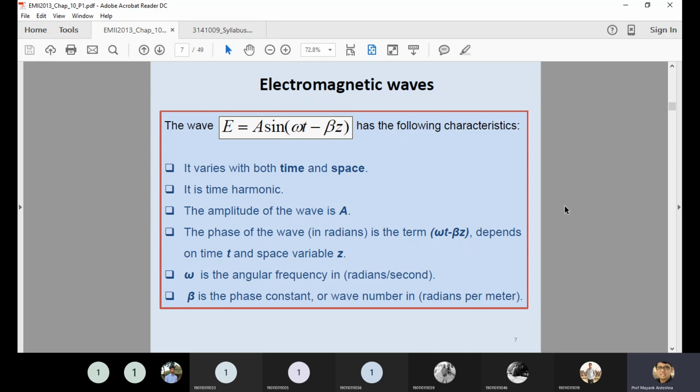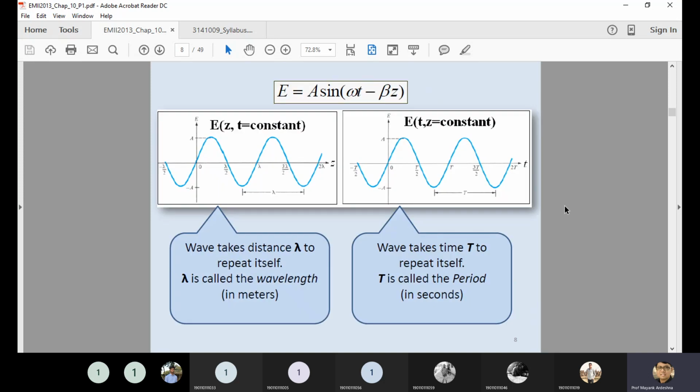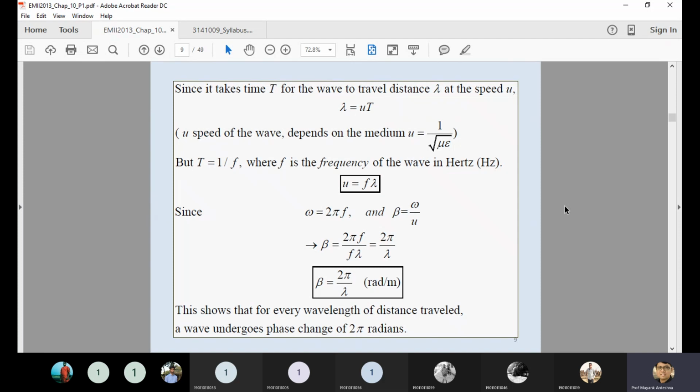If you see the equation A sine of omega t plus beta z, then the signal is moving in the negative z direction. And if it is omega t minus beta z, then the direction is positive, so it is moving in the positive z direction. You can easily identify this sine wave, which is a function of two parameters, z and t. In one figure, z is considered constant and time is varying. In the second figure, t is constant and z is varying.